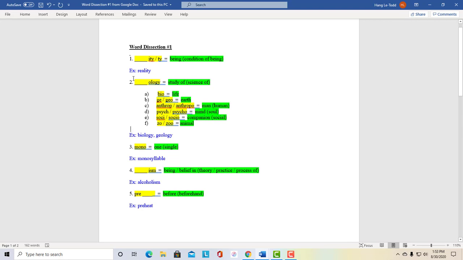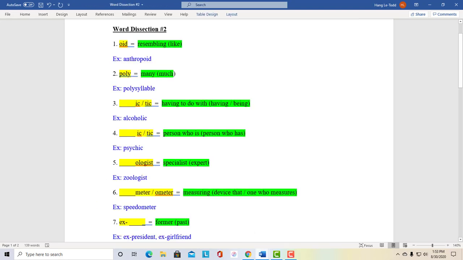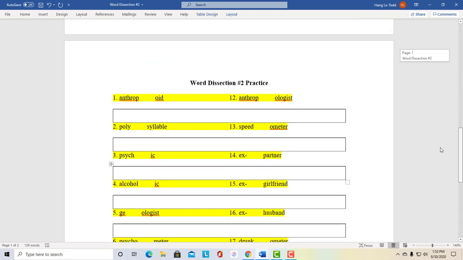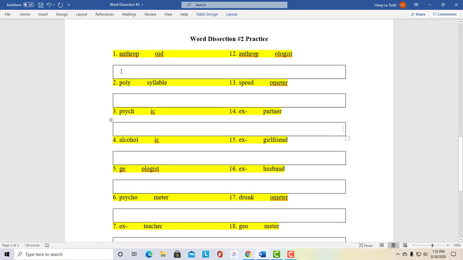And I do see anthrop in 2C. So anthrop means man or human. We'll go back to the practice we were working on, and you just pick either man or human. In this case, I'm going to pick man, and we'll just type it out like that.